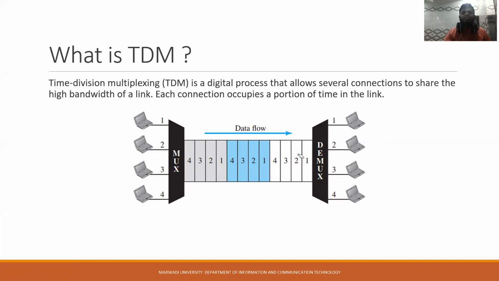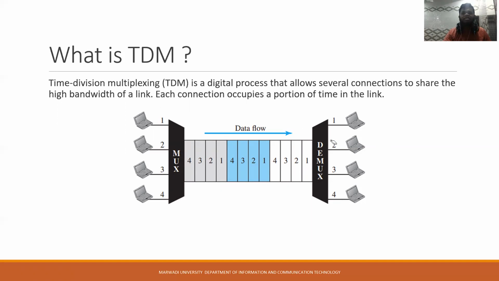So here the data of user 1 is sent first, then data of user 2 is sent, then data of user 3 is sent, then data of user 4 is sent, and likewise it will maintain the order, and the mux will select the line and send the data.